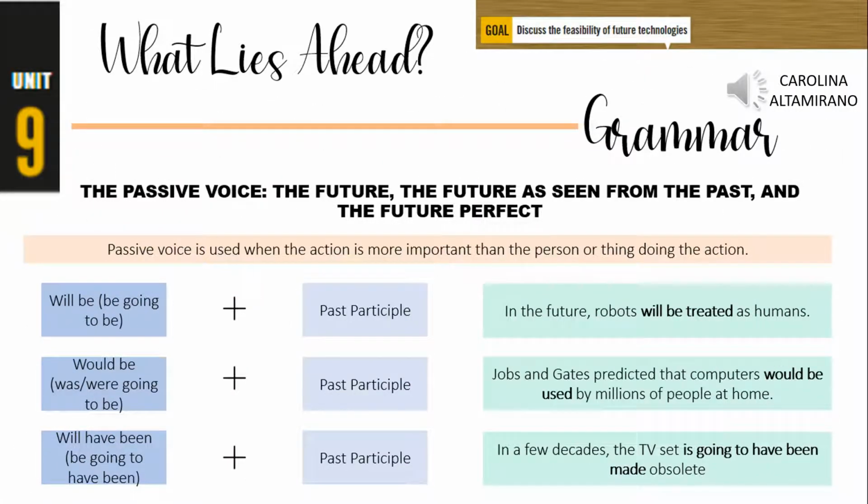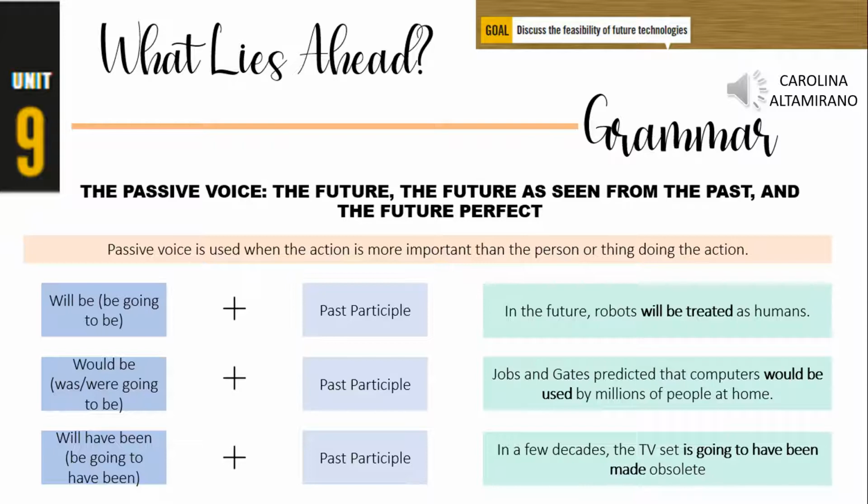Let's continue with unit number 9. In this unit we studied the grammar about passive voice. It's important to remember that passive voice is used when the action is more important than the person or thing doing the action. And in order to have good sentences using passive voice, we have to follow some rules.